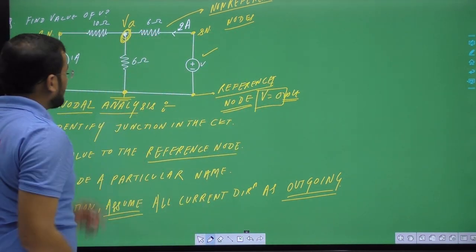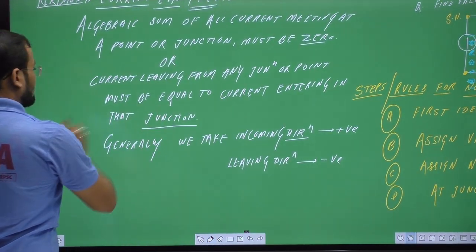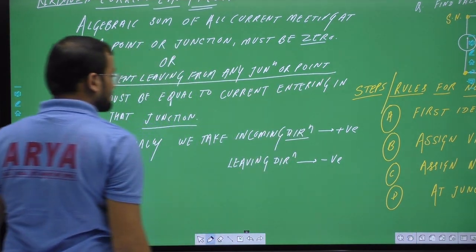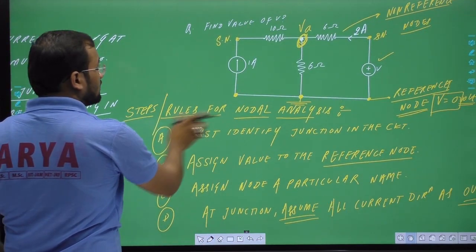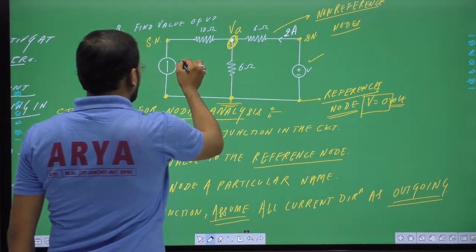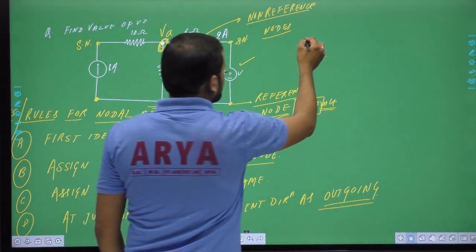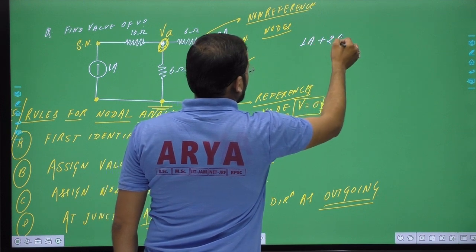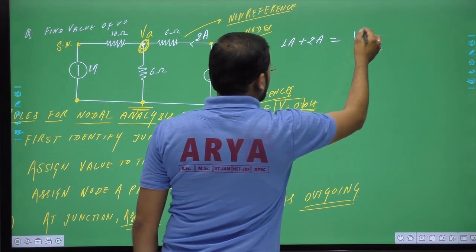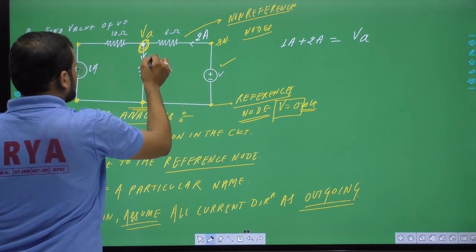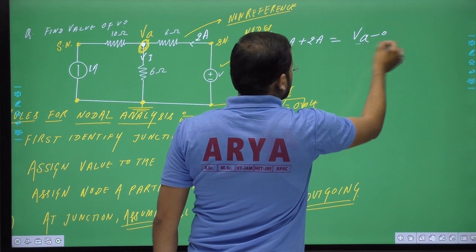So at node VA I write the definition of KCL: current leaving from any junction or point must be equal to current entering that junction. Here you will see there are already two currents, 1 ampere and 2 ampere, entering the node VA. So 1 ampere plus 2 ampere, the entering current, will be equal to the leaving current. And what will be the leaving current? The leaving current is (VA minus 0) divided by 6.